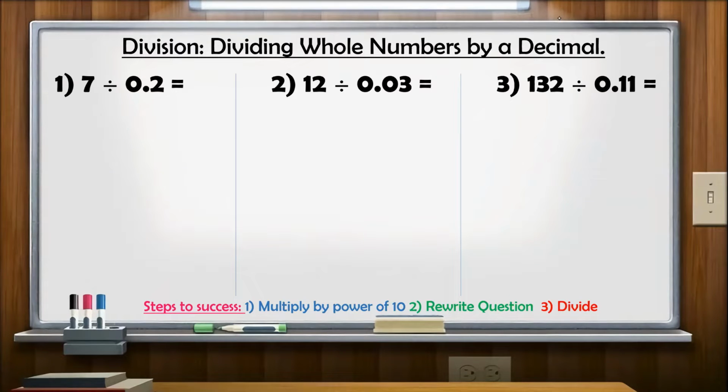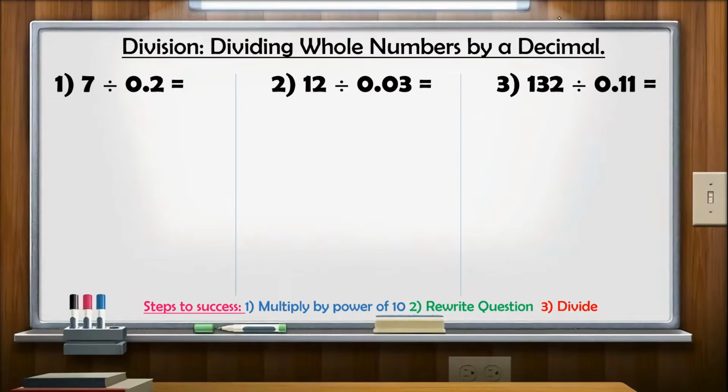Now, on the bottom of our screen, we have our steps to success, which will help us answer the question. So example 1, we have 7 divided by 0.2. So our dividend is 7 and our divisor is 0.2. To break down my steps to success, I am aiming to rewrite this question so we are dividing a whole number by a whole number.